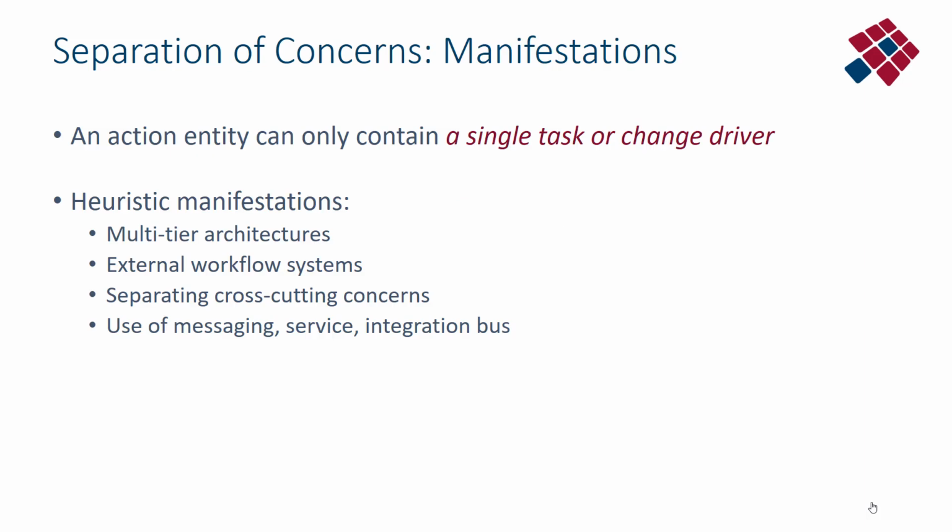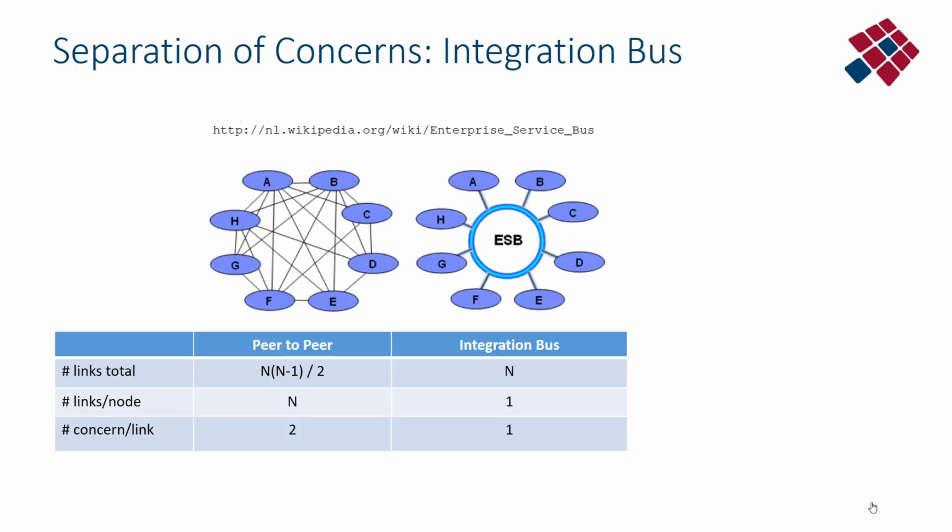Now, separation of concerns is something which has been known for 60 years at least, but we state it a little bit more explicitly and say, well, we can only have a single task, a single change driver in an action software module. And there are many manifestations of separation of concerns. The fact that we tend to separate the various tiers in multi-tier architectures, or to externalize the workflow, to separate the cross-cutting concerns like the action-oriented people say, or to use messaging or service buses. These are all manifestations of separation of concerns, separating various concerns or change drivers.